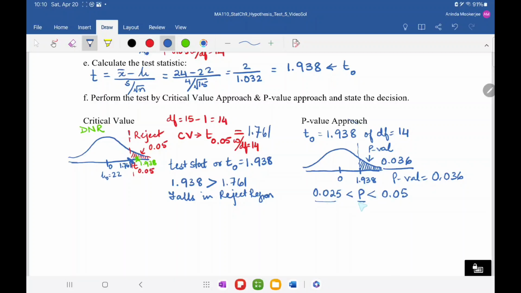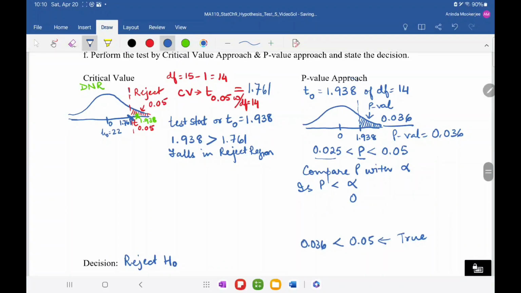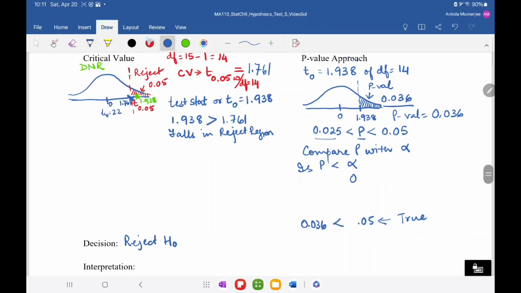Now that we know that p is 0.036, or a value between these two alphas, we have to compare p with alpha. So the question is, is p less than alpha? The alpha value is 0.05, and the p-value is 0.036. It is less, so it's true. Let me rewrite this, as it's jumping around.